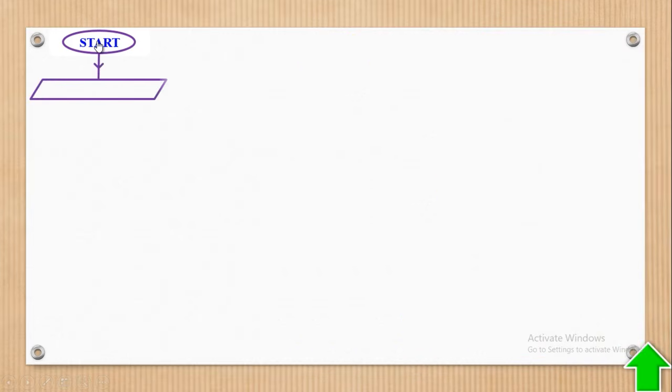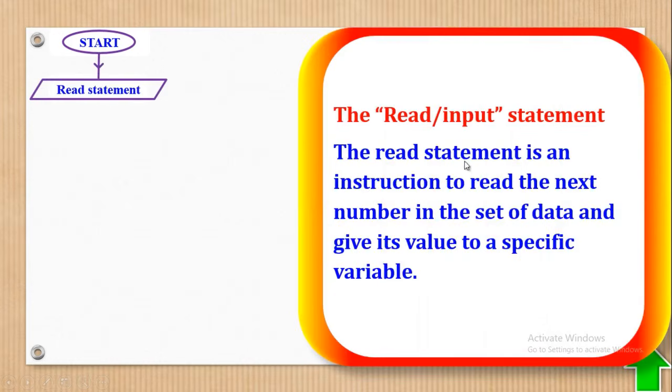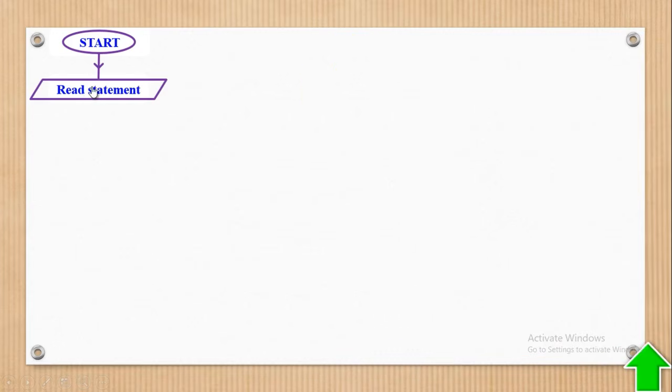And the second statement is what we call the read statement. What does this statement do? This statement is an instruction to read the next number in the set of data and give its value to a specific variable. We shall see all that in the worked examples. So that is statement number 2.